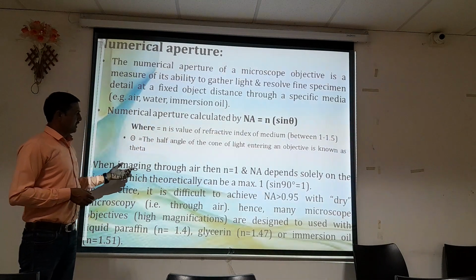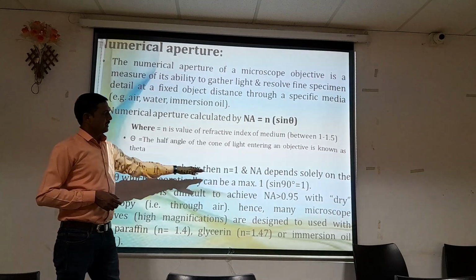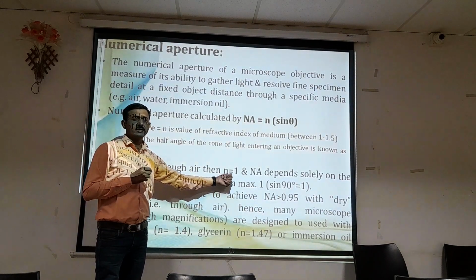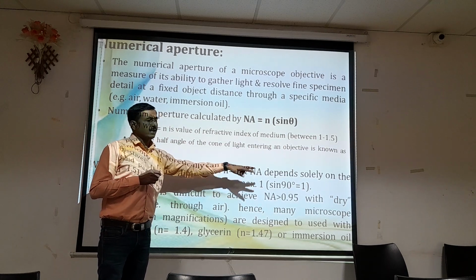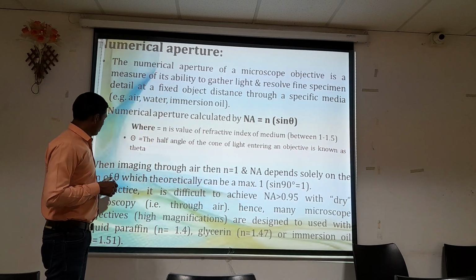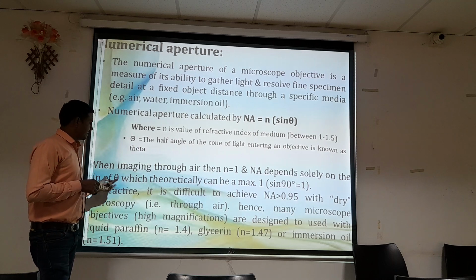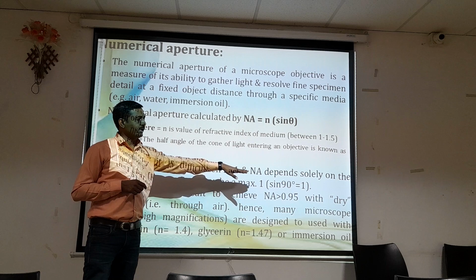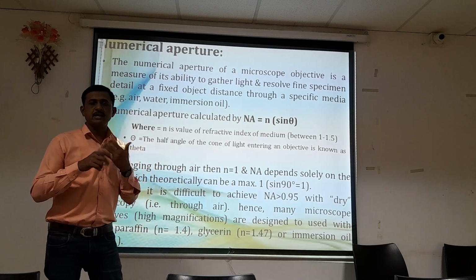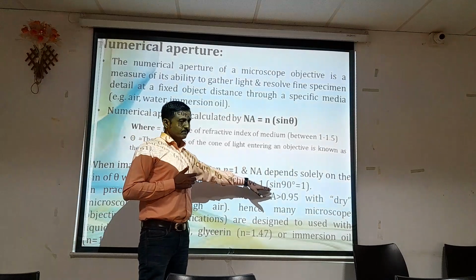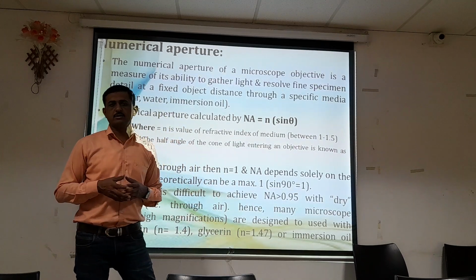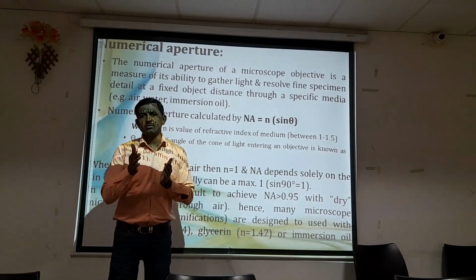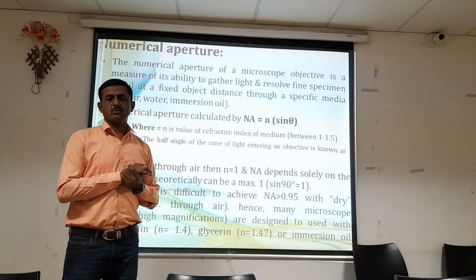So here, when imaging through air, n is equal to the refractive index of air, which is nothing but 1. And numerical aperture depends solely on the sine of theta, which theoretically can be a maximum of 1, where sine 90's value is equal to 1. As we have discussed earlier, when we use a lower value, the numerical aperture value again comes down.